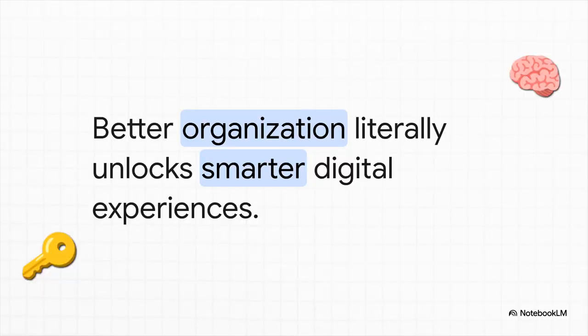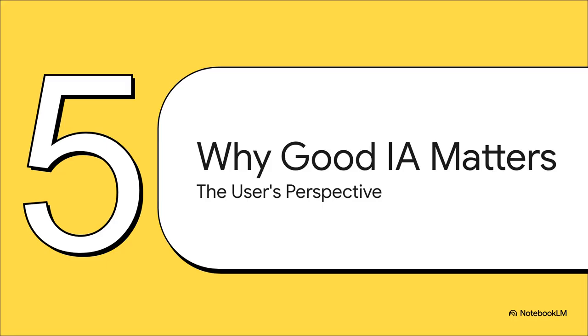So the biggest takeaway is this: that smart search feature you love, those uncanny product recommendations, that chatbot that actually understands what you're asking, all of it is built on a foundation of solid information architecture. Better organization literally unlocks smarter digital systems. So let's wrap this all up. Why does any of this technical stuff actually matter to you in your daily life?